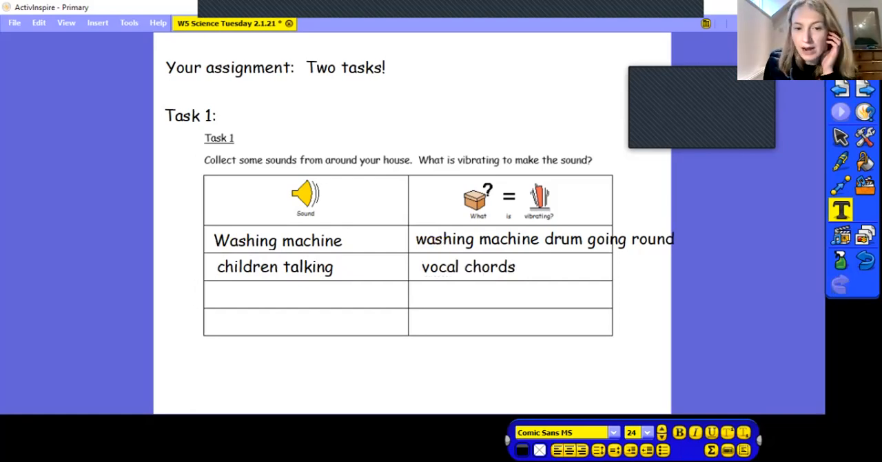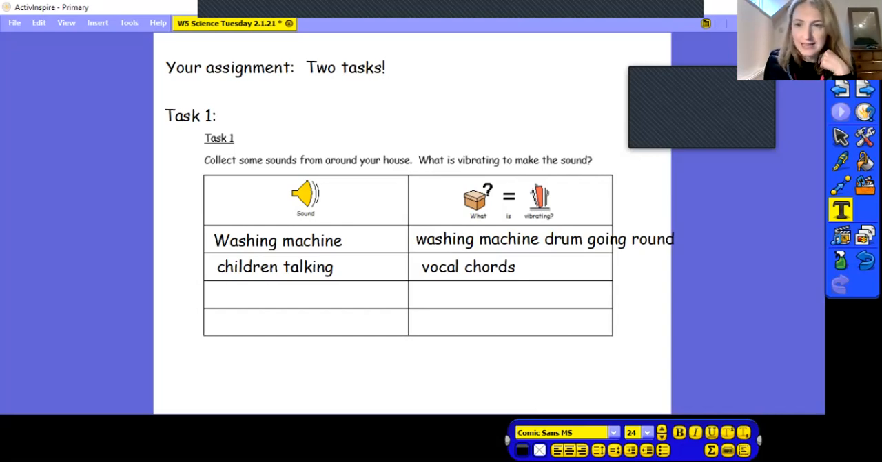So you have a listen around your house. I would like you to collect 4 sounds for me and to think about what is vibrating. Doesn't matter if you don't quite know, but you can think about which part of the thing that's making the noise is vibrating. Doesn't matter if you don't know the right words. If you don't know that they're called vocal cords, you could just say their neck, and that would be fine.